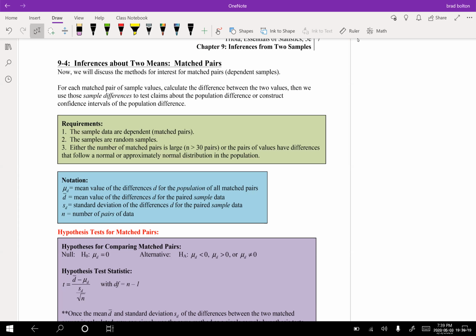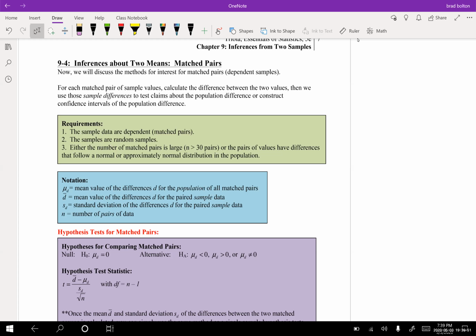So now we will discuss the methods for inference for matched pairs, dependent samples. A lot of times these are before and afters, not always, but a lot of times they are. For matched pairs of sample values, calculate the difference between the two values. Then we use the sample difference to test claims about the population difference and construct confidence intervals of these population differences. So the good news is nothing's going to change. Everything's going to be just like we've been going over in chapter 8 and the beginning of chapter 9.